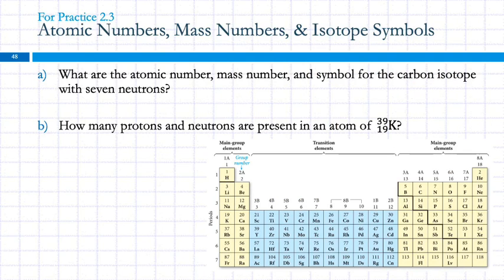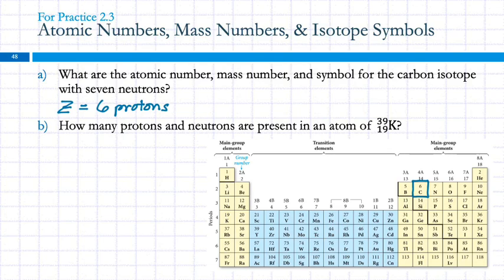So we should be able to answer questions like this. What are the atomic number, mass number, and symbol for the carbon isotope with 7 neutrons? Well, what's the atomic number for carbon? I have to find carbon on the periodic table. That's why I put one on here. What's the atomic number? 6. So atomic number is 6. That's Z. And that is the number of protons, right?